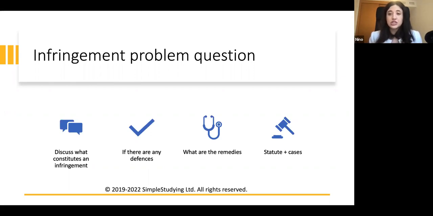After defenses, you need to discuss the remedies. What are the remedies? What can happen after the trademark infringement? Remedies can be different. It can be injunction, it can be damages. So you need to discuss which one would be most applicable and answer the problem question asked.